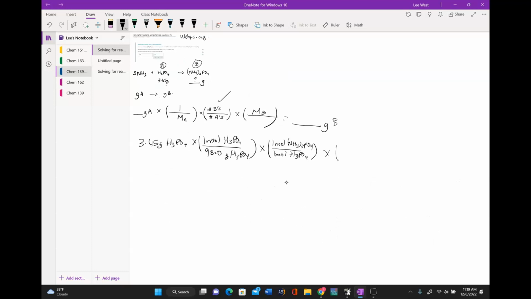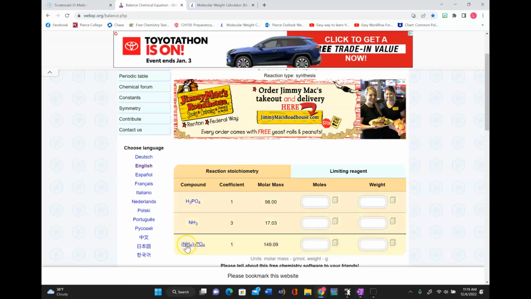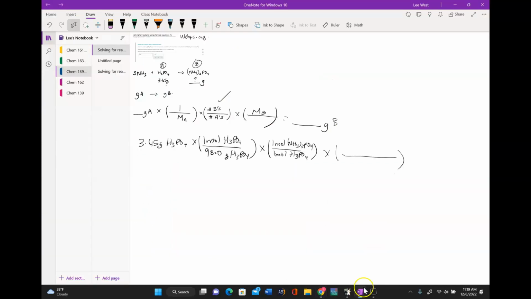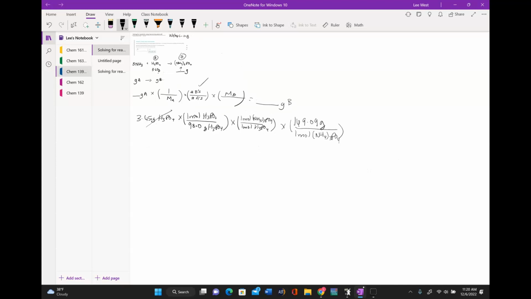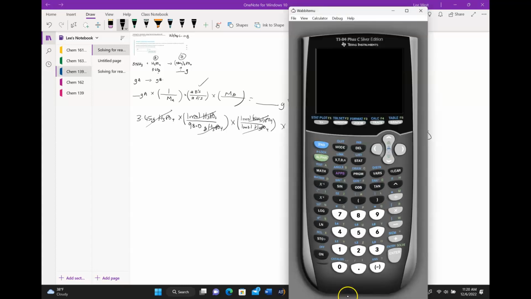And then finally, I need my molar mass. And I can just look that up in WebQC, can't I? 149.09. And get 149.09 grams of my product for every 1 mole of ammonium phosphate. And so when I look at all of this, my units cancel out. The only units left are grams. So I know I got it right before I put it into my calculator.